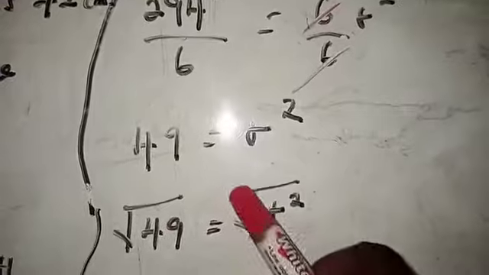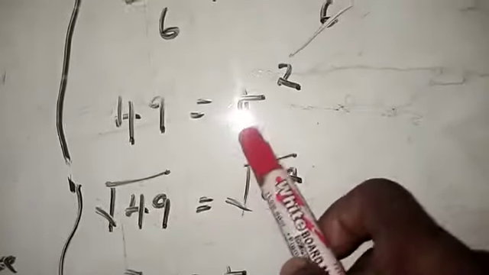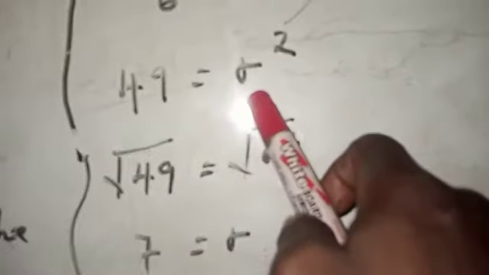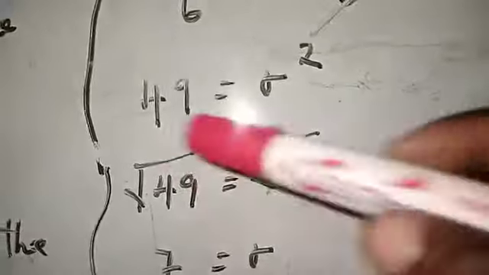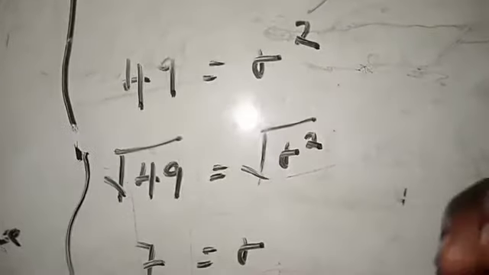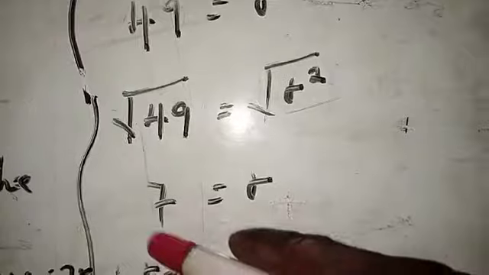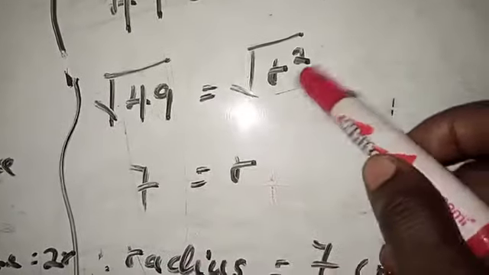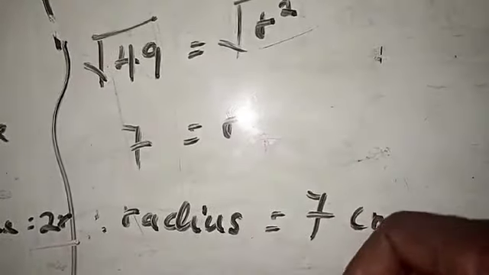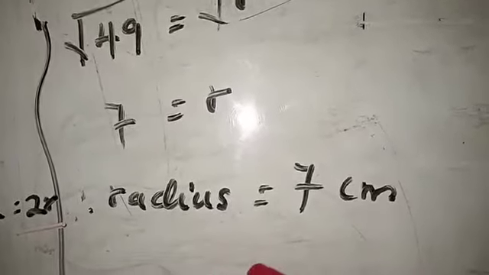Okay, we have 49 is equal to r squared. Remember, we are looking for this r. R stands for the radius. So we are going to take the square root of both sides of the equation. The square root of 49 gives us 7, and the square root of r squared is r. So finally, we have our radius equal to 7.